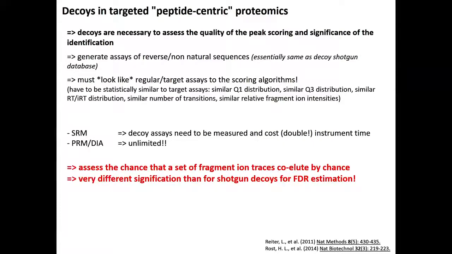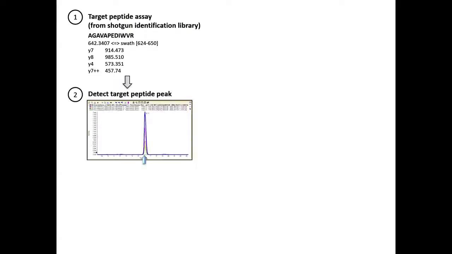And again, the concept is that you want to assess the chance that this set of fragments happened by chance. And you will see that it has a very different meaning in terms of a decoy concept than what we do when we do a shotgun database search. So this is a very simple example that I can drive you through. This is a peptide that you want to look for in your data. The peptide has a mass of 642, so the only thing you need to know is that it will be present in the MS2 map 624 to 650. And these are 4 transitions of that peptide.